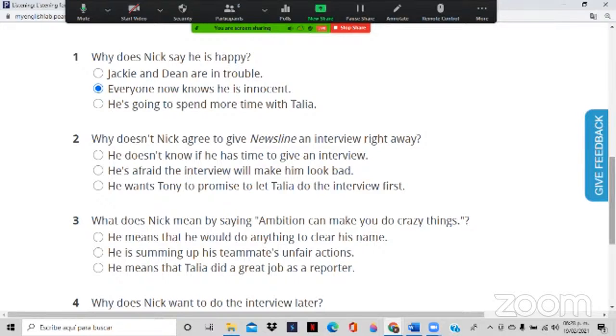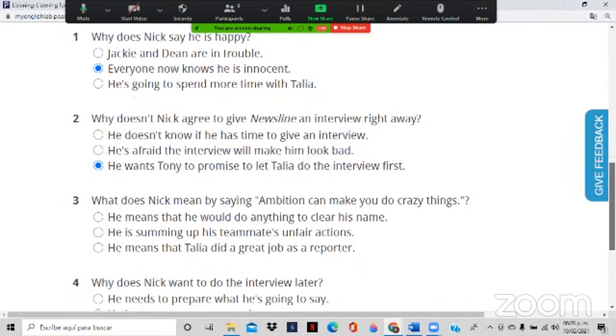Dolly, number 2. Why doesn't Nick agree to give Newsline an interview right away? He wants Tony to promise to let Talia do the interview first. That sounds correct. Thank you very much, Dolly.